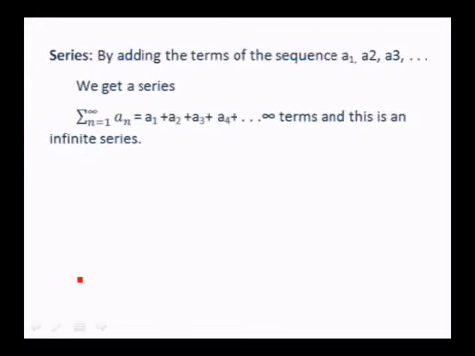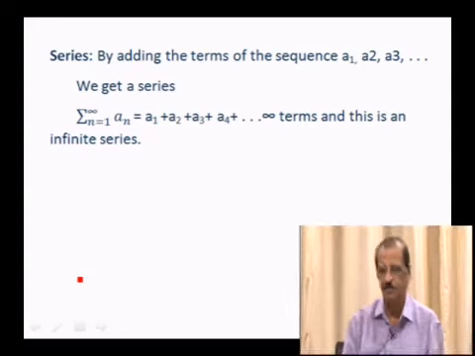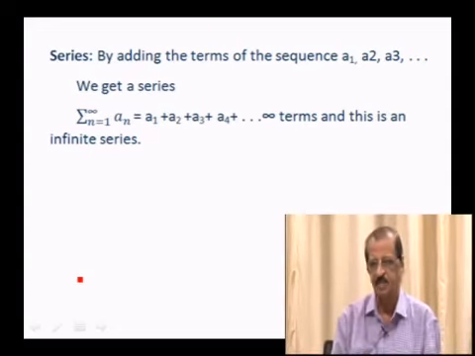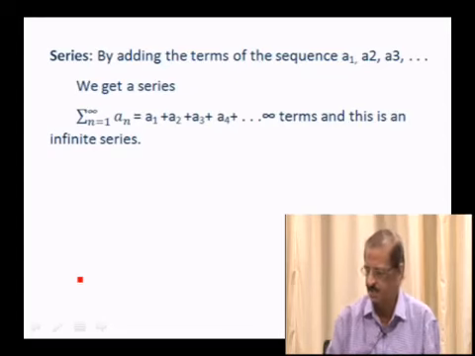Series. From a sequence, you can get a series. By adding the terms of the sequence A1, A2, A3, etc., we get a series: sigma n equals 1 to infinity, A1 plus A2 plus A3 plus An, etc., up to infinite terms. And this is an infinite series.